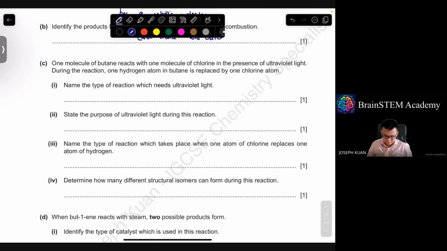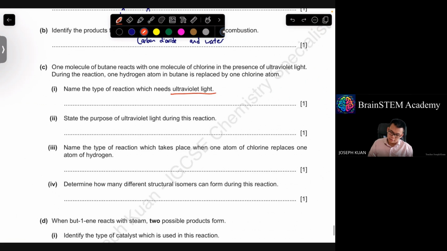One molecule of butane reacts with one molecule of chlorine in the presence of UV light. During the reaction, one hydrogen atom in butane is replaced by one chlorine atom. Name the type of reaction which needs UV light. So it's a substitution reaction. Or wait, actually, pause for a moment. In terms of the wording itself, it sounds like it's a photochemical reaction. That sounds better. Photochemical reaction, because it needs light.